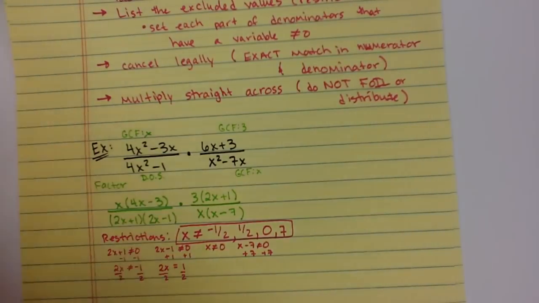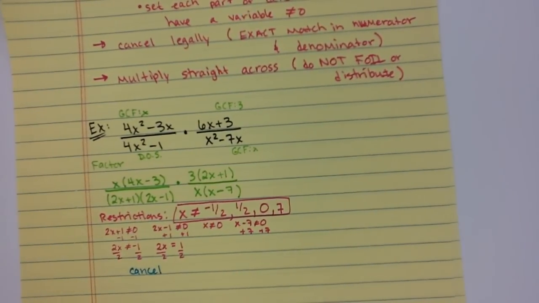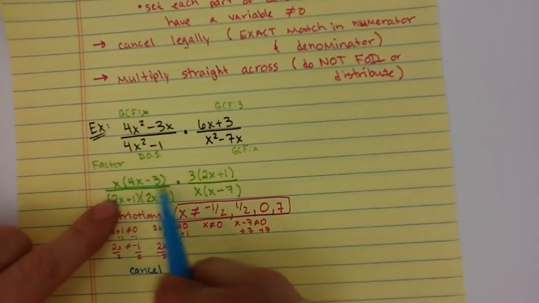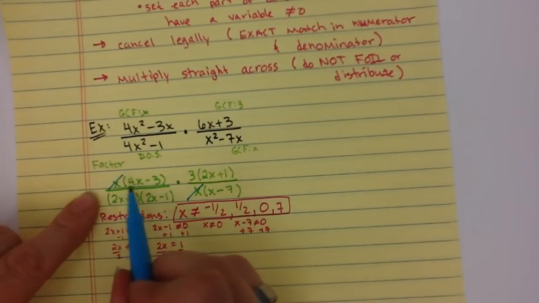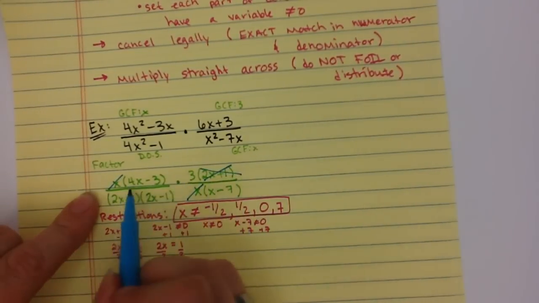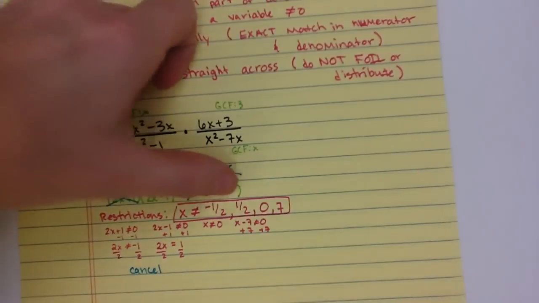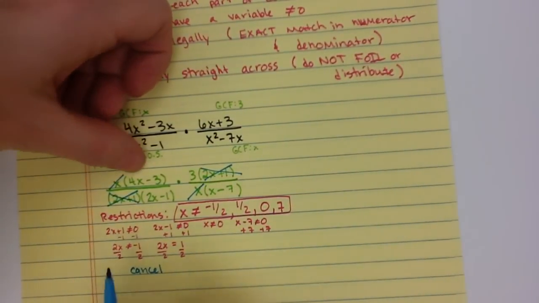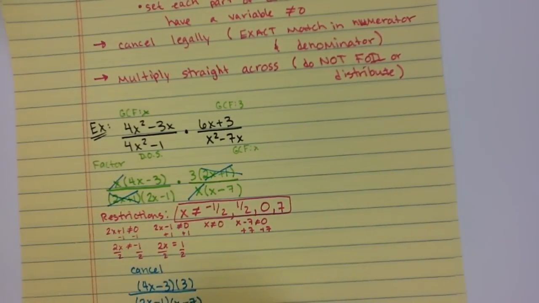Next up, we're going to cancel. So remember, we can cancel exact matches as long as one pair is in the numerator, the other pair is in the denominator. So I've got an x here that cancels with an x in the denominator there. I've got a 2x plus 1 here that cancels with a 2x plus 1 in that denominator. And then nothing else matches exactly, so I just multiply straight across. So I've got 4x minus 3 times 3 over 2x minus 1 times x minus 7.